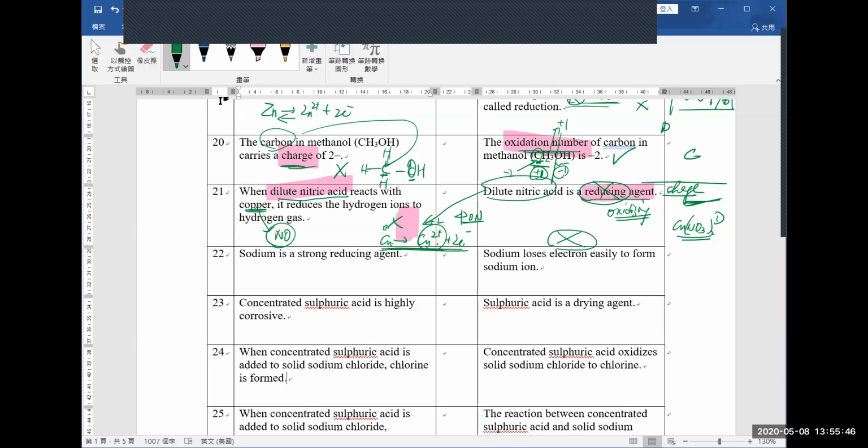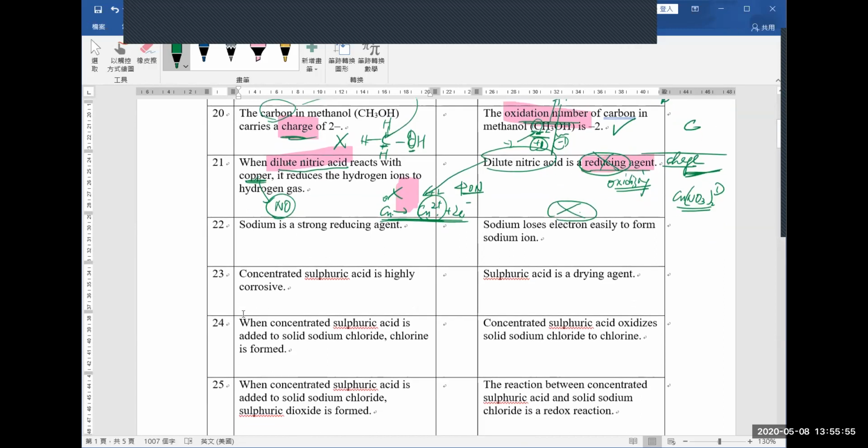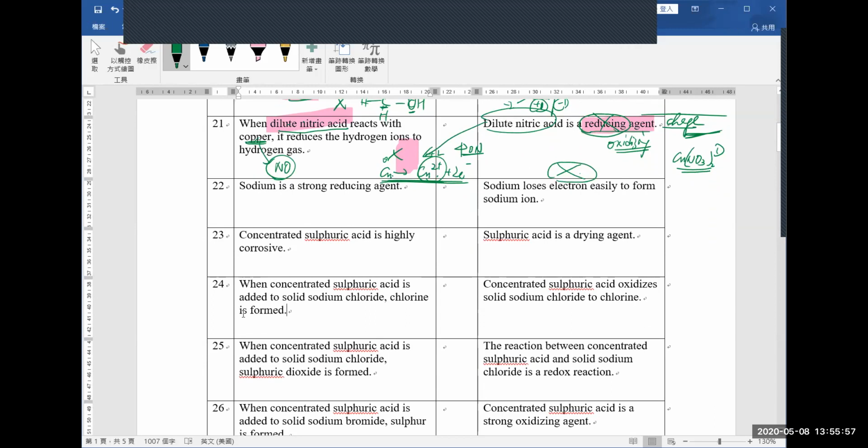How about 22? Who is next? Chan Keng Hei. Sodium is a strong reducing agent. Sodium loses electrons easily to form sodium ion. Both are correct. It's A, right? Cause and effect logic, right? It can be explained.